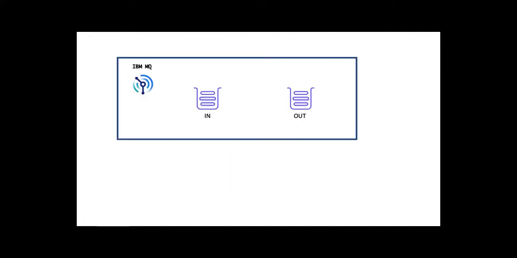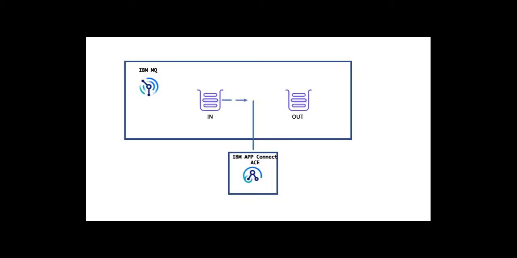We're going to build an MQ queue manager with two queues, an in queue and an out queue, and then use an App Connect Enterprise application to automatically sense and move messages from one queue to the other. It's a very basic application with widespread implementations.